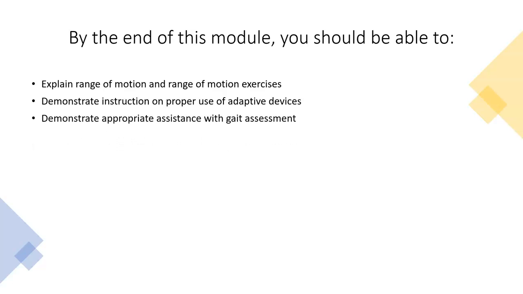Demonstrate appropriate assistance with a gait assessment. So this is going to be using a gait belt to really help a patient learn and use the different types of walking mechanisms with that of a gait belt. So those of you who have been a CNA or have worked in that field in some sort, you are going to have a little bit of an advantage here. But don't worry, we're all going to get very comfortable using gait belts this week.